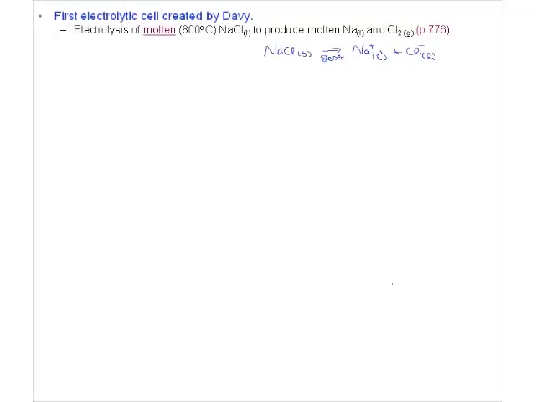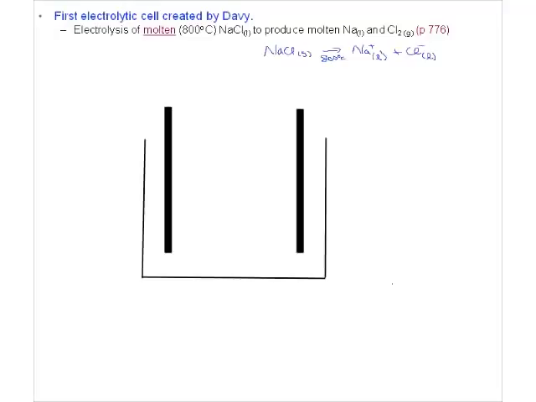This is extremely hot. Do not touch. All right? Very, very hot. This is so hot, in fact, that you can't really generate those temperatures on a regular household stove, so you'd never be able to melt sodium chloride yourself. So what he did is he simply took a very heat-resistant container. Now this is going to be simplified, no doubt, compared to what Davy did. But if you want to check out how he did this, just check out the diagrams on page 776 of your textbook. So we're going to simplify this.